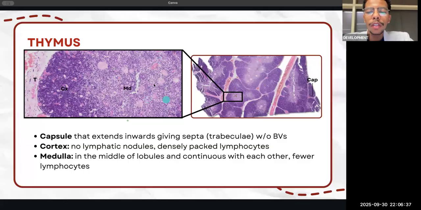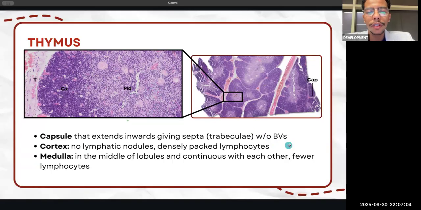Now, in the cortex of the lymph node, we had what? Nodules, right? With germinal centers and whatnot. Here, we don't have that. We don't have any lymphatic nodules. It's just lymphocytes that are densely packed together. And the medulla is a bit more loose and spaced out. That's why it appears lighter. Now, how can you identify that this is a thymus?